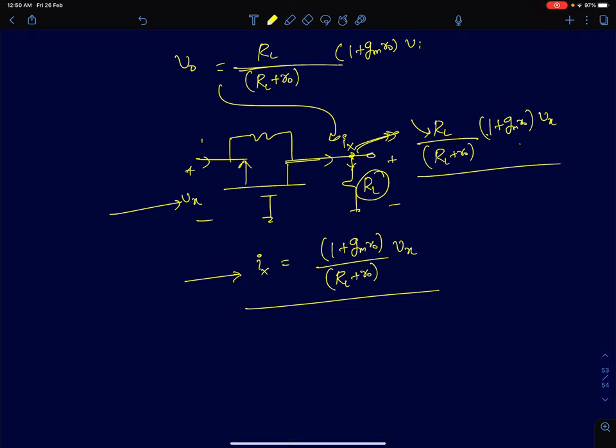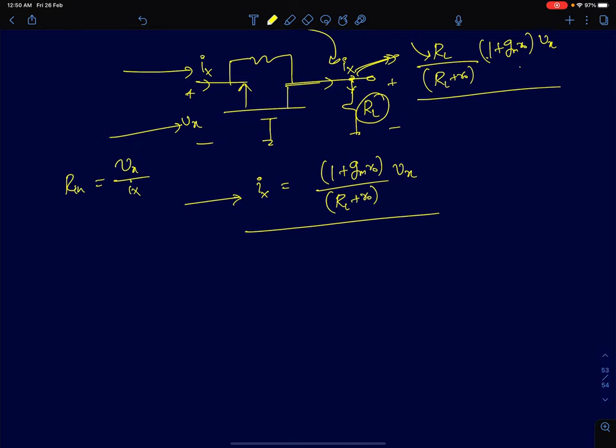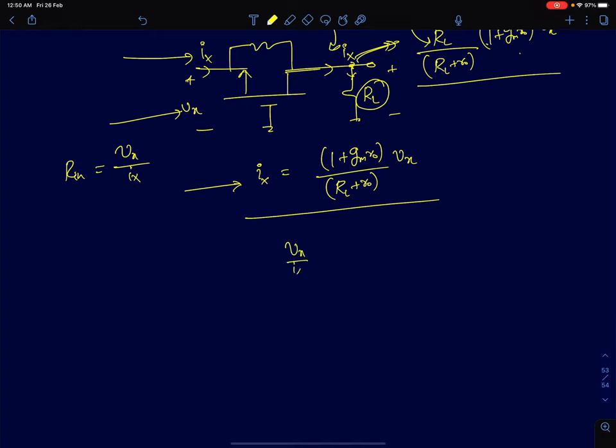Now I said at the input, Ix is also the input current. So therefore, the input resistance is given by Vx by Ix. This is your input resistance. So Vx by Ix, that's your input resistance, is simply given by RL plus R0 upon 1 plus GM R0. Now this is the exact expression for the input resistance in the presence of RL.